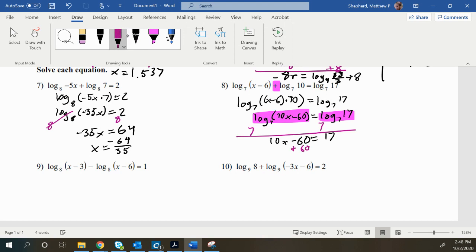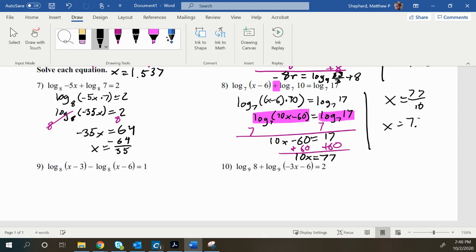So let's add the 60 to both sides. So 10x equals 77. Divide both sides by a 10. And we will get x is equal to 77 over 10, or 7.7.